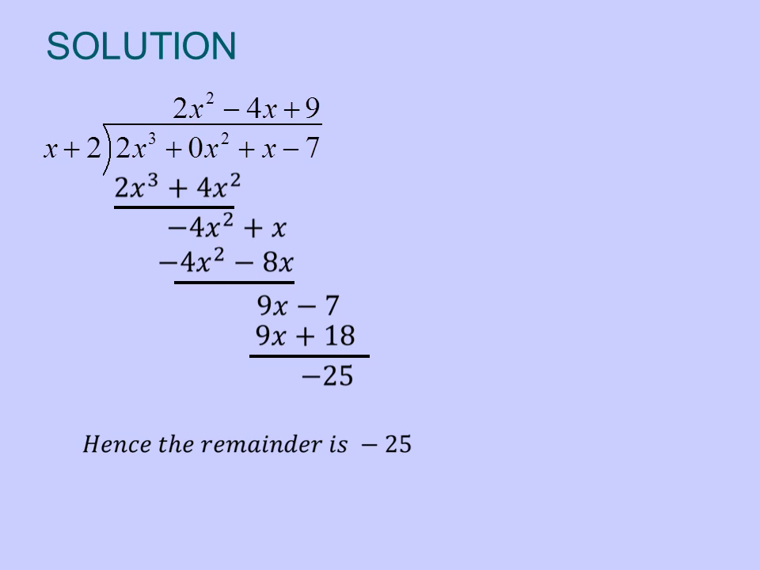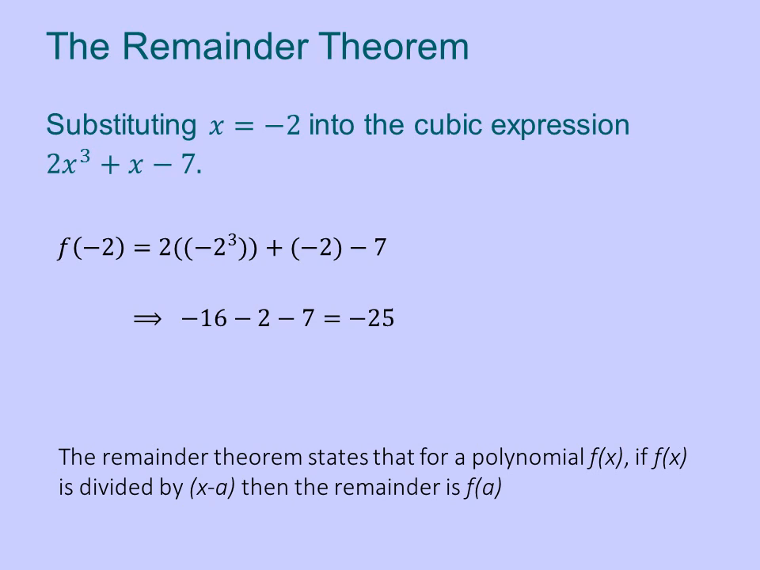How did we get on? The quotient is 2x squared minus 4x plus 9, and clearly the remainder is negative 25. The divisor was x plus 2. So if we substitute in negative 2 into the cubic, we should get a remainder of negative 25. As you can see, I've substituted x equal to negative 2 into the cubic expression 2x cubed plus x minus 7. I get negative 16 minus 2 minus 7, which gives me negative 25.